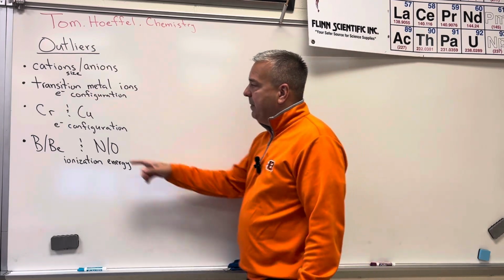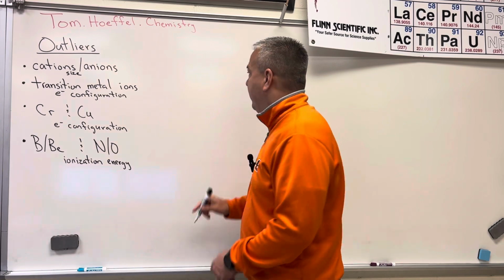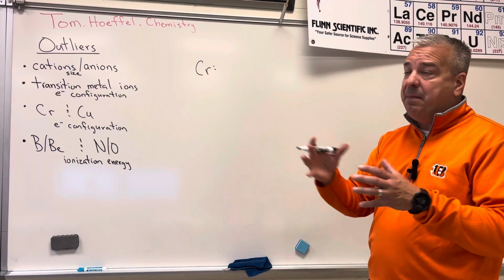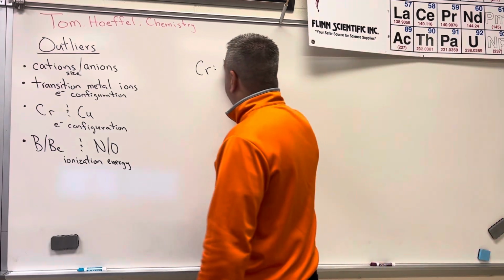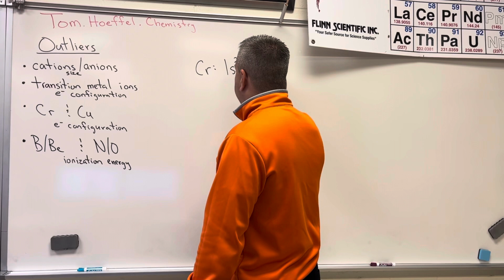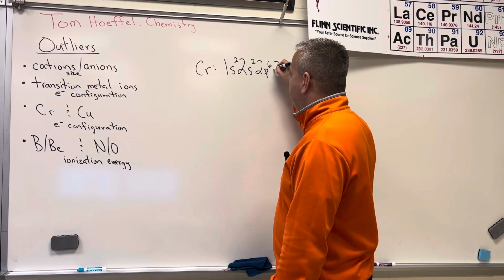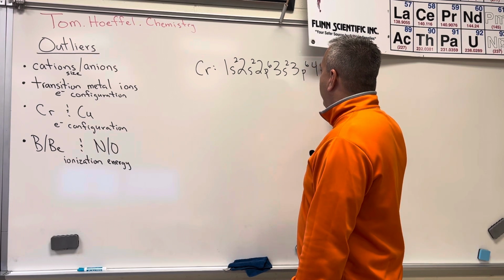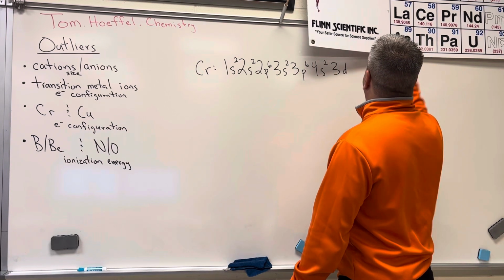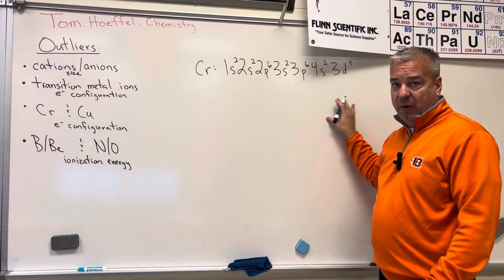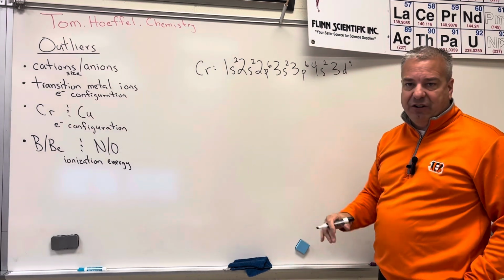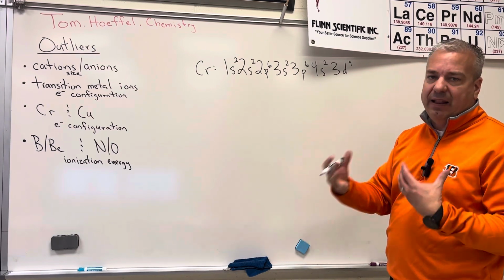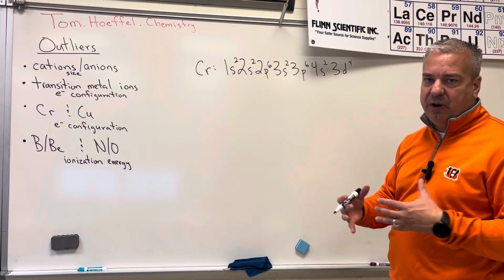The next one I want to talk about is chromium's electron configuration. So if we're doing electron configuration, we might put this down, okay, as an answer for chromium. So 1s2, 2s2, 2p6, 3s2, 3p6, 4s2, and 3d4. We might be tempted to write this down, okay? And I'm going to do an electron energy diagram for this because it will show you a little bit more descriptively of what I'm trying to get across.